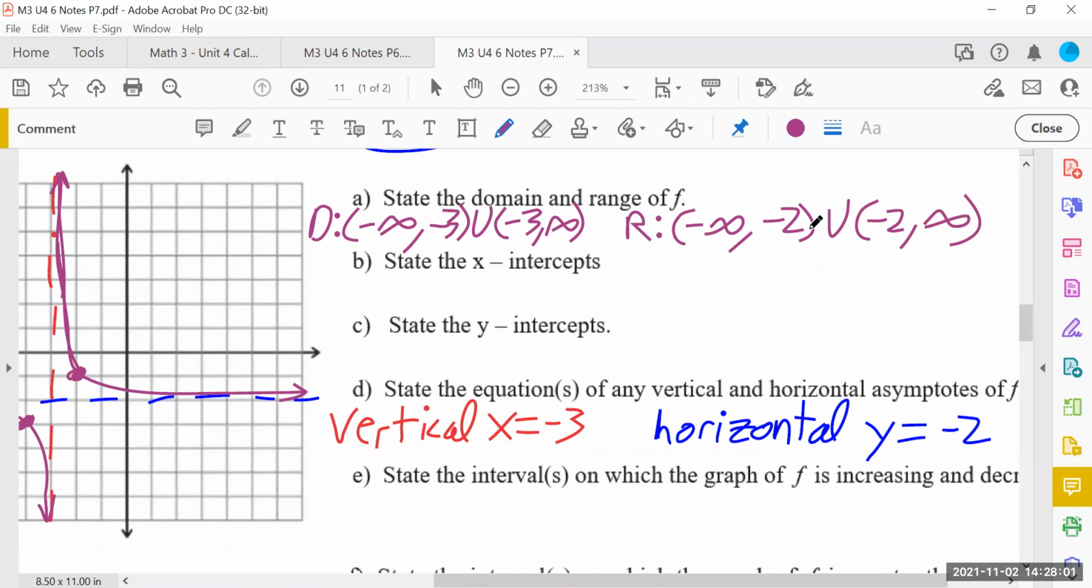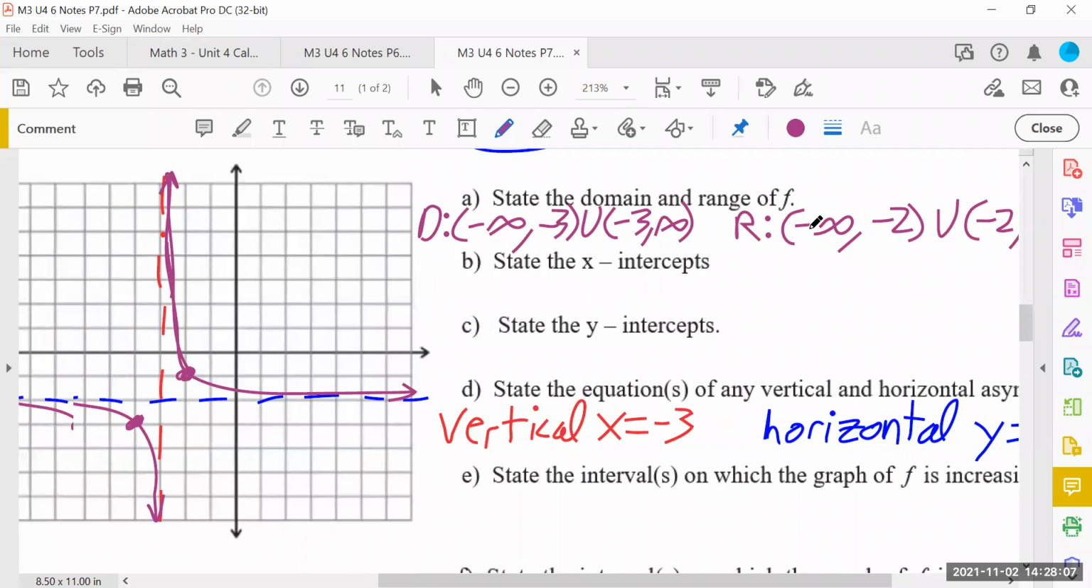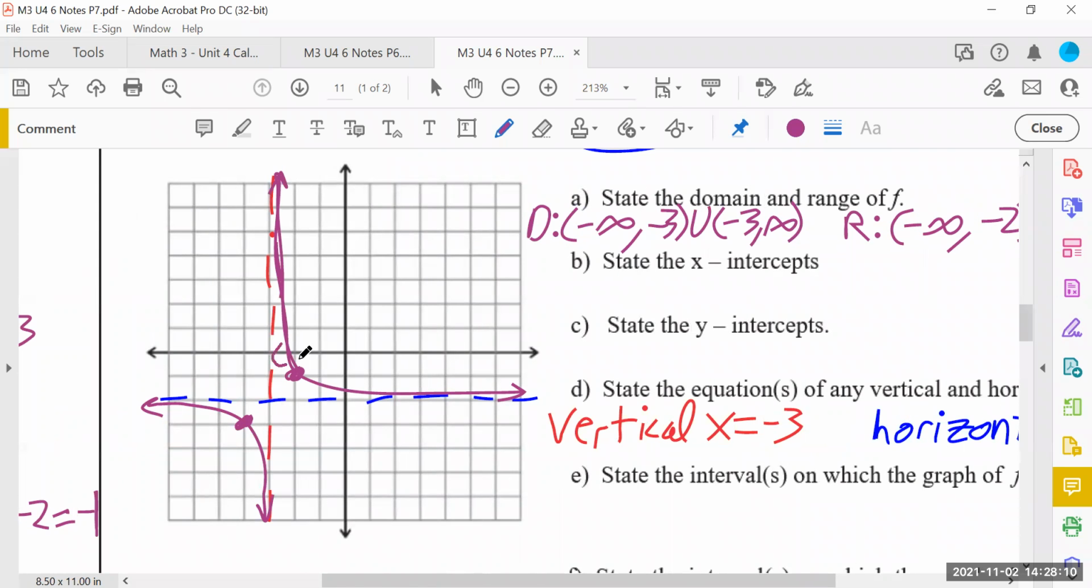Okay, here's the hardest part. The x-intercept. Does this have an x-intercept? Does it cross the x-axis? Yeah. Then it has an x-intercept right here. There is an x-intercept. I just don't know what it is yet. So to find that, I'm going to plug in 0 for y, and solve for x.